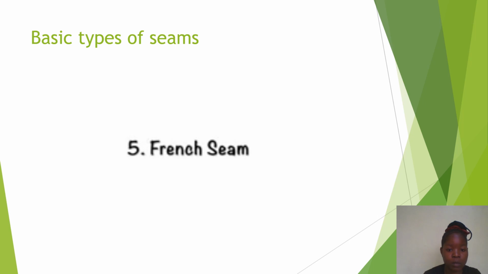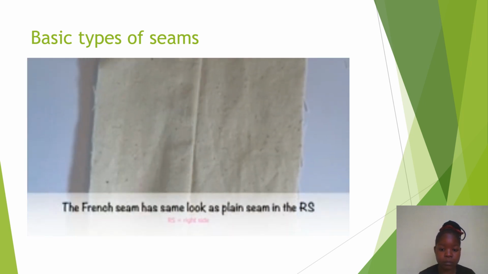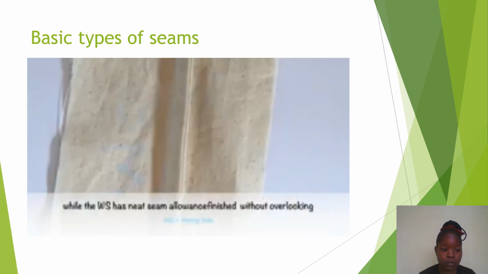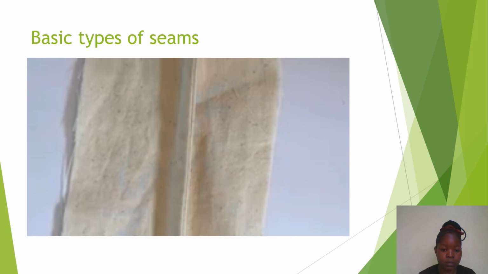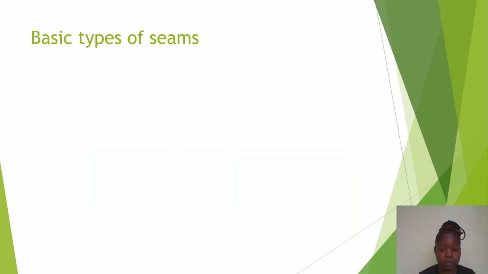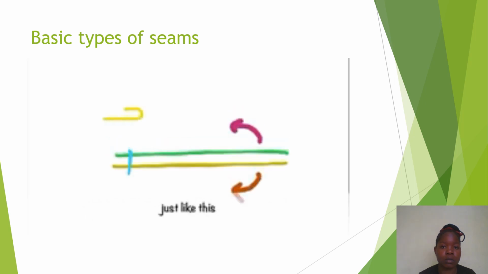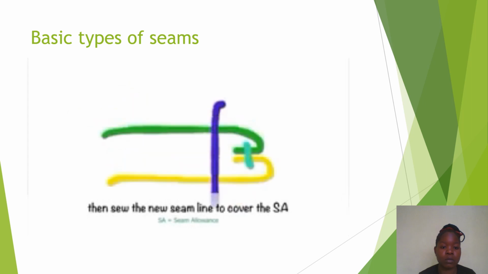French seam. The French seam has the same look as plain seam on the right side, while the wrong side has a neat seam allowance finish without overlocking. The constructions: put the pieces of fabric in layers wrong side together, sew the seam line, open the fabric to cover the seam allowance, just like this, and then sew the new seam line to cover the seam allowance.